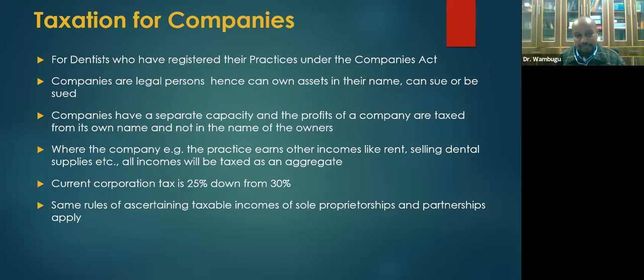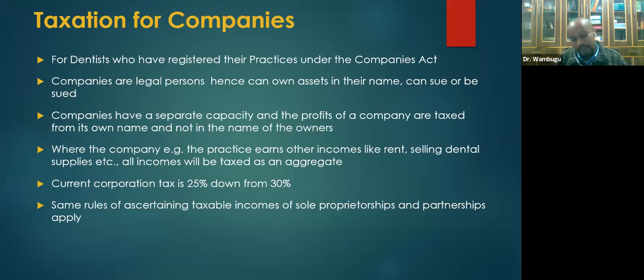Companies also have a separate capacity, and the profits of the company are taxed in its own name and not in the name of the owners. So if you own a company, you become an employee of the company, or you can be a director or an employee. The company pays you a salary, and then you pay tax on that salary. Then the company will also pay what they call corporation tax, which is at 25% now, down from 30%. So the company will pay corporation tax of 25%, and then you will pay as an employee of the company.